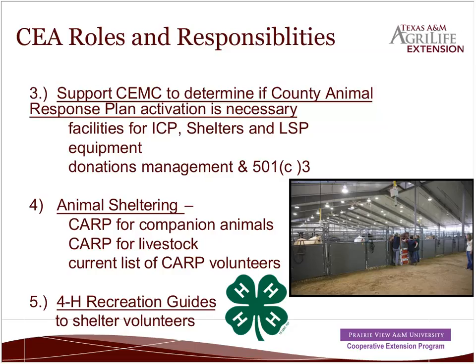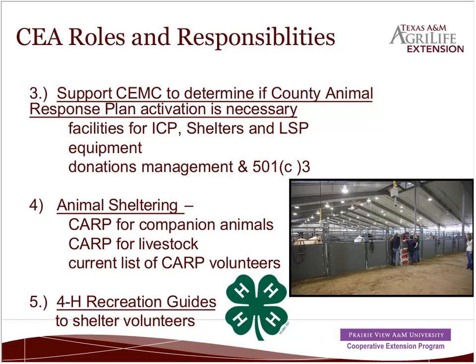And there may be a 501(c)(3) that you already know of in the county that can serve that need. So that's an important thing. For example, it might be the Sheriff's Posse or the rodeo organization in the county. The animal sheltering, you see, we talked a little bit about that in number four.